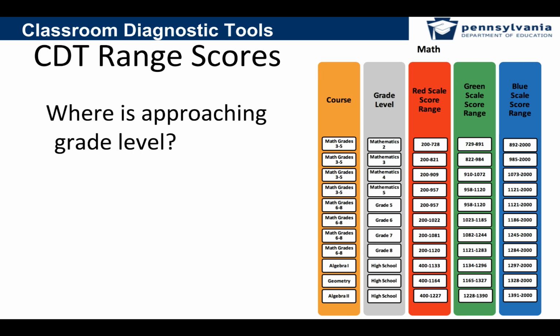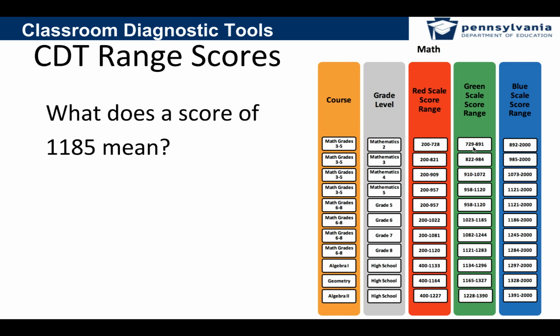Where would approaching grade level fall on the CDT range scores? Pausing to give you a chance to think about that. If where green meets blue is the end of course expectation, approaching grade level would include all of the red and into the green.